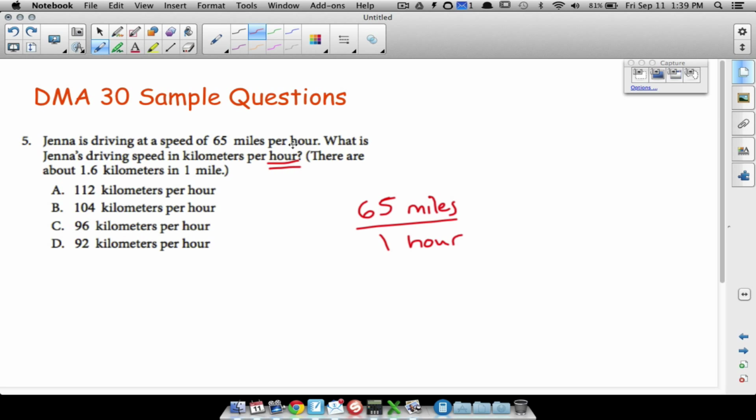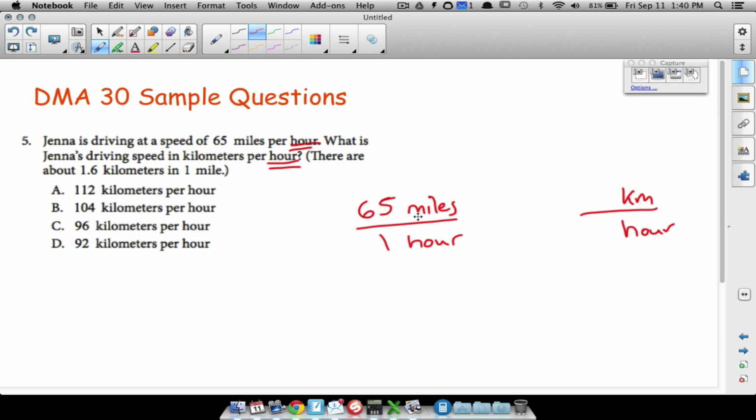Well, good news there. We had the same units of time. And notice there are about 1.6 kilometers in 1 mile. So we're trying to find her speed in kilometers per hour. We're given miles per hour, which is what I have here. We're trying to find our speed in kilometers per hour. So notice our word hour here and our word hour here. We're good with that.